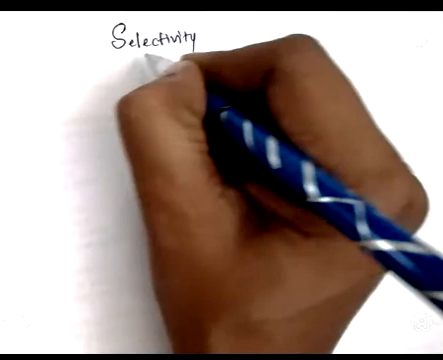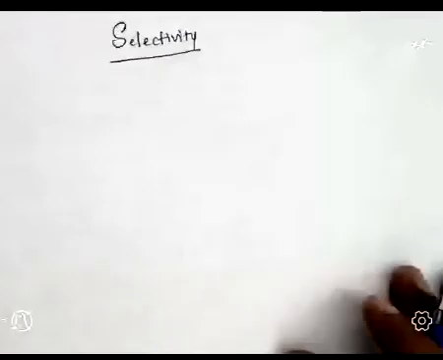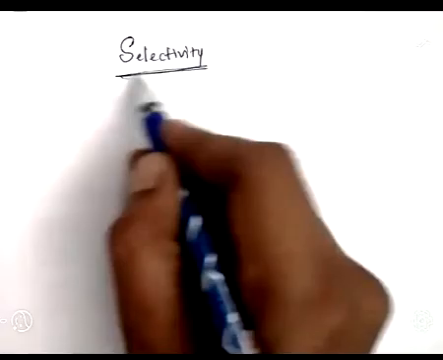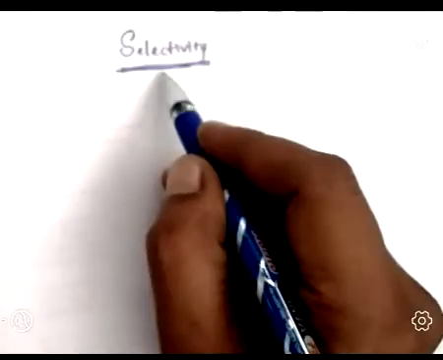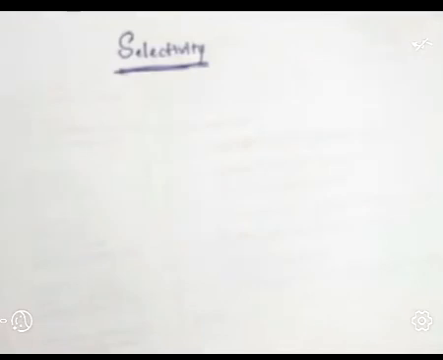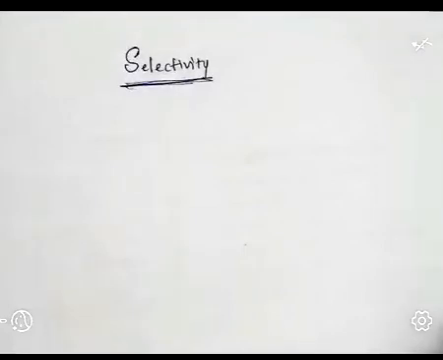Selectivity of a resonance circuit is nothing but the ability of a circuit to discriminate or distinguish between desired and undesired frequencies. Very important. The name itself indicates selectivity. Select. What are we going to select? We are going to select the frequencies. How are we going to select the frequencies? We are going to distinguish or discriminate between the desired and undesired, nothing but between the wanted and unwanted frequencies.